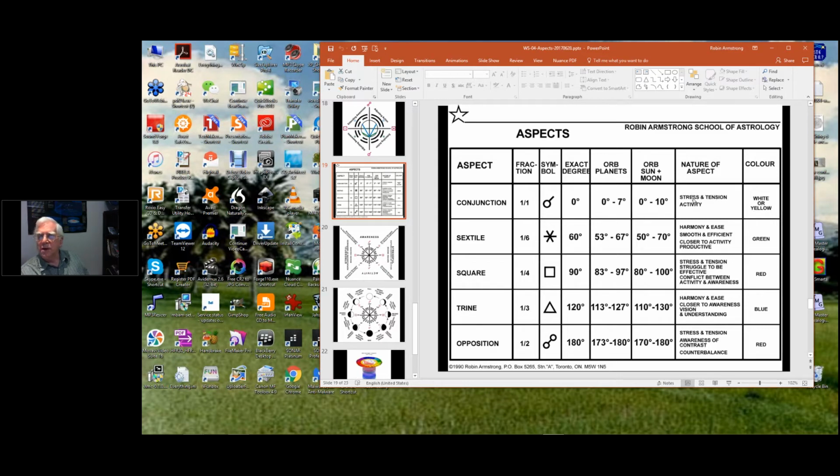Okay, colors were just for how charts are drawn up. Usually I rate the squares, conjunctions, and oppositions as red. Sometimes I put the conjunctions as white, but that's for drawing the chart.